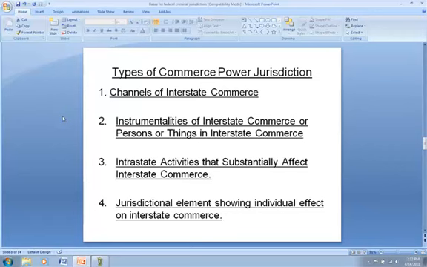Finally, this is not an official category of commerce power jurisdiction, but at least the lower federal courts have recognized it as a basis for commerce power jurisdiction, so it's worth listing here. And we'll talk about how it works in a little bit. These are situations where the federal criminal statute contains what's known as a jurisdictional element showing an individual effect on interstate commerce. That is, the statute is written in such a way that the prosecutor is required to show some kind of effect on commerce that flows from a given crime. That will be sufficient to establish federal jurisdiction, even if the effect is minimal, a de minimis effect rather than a substantial effect.